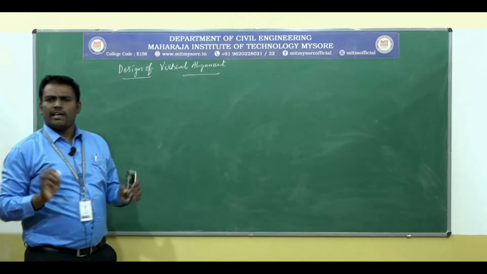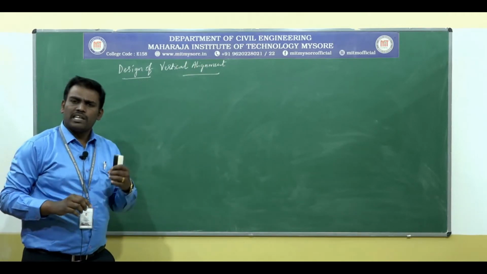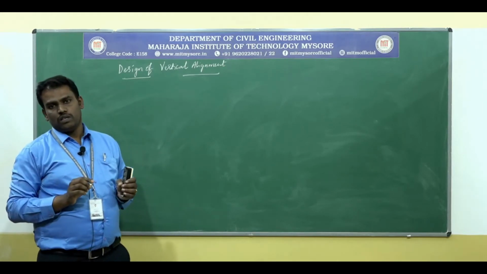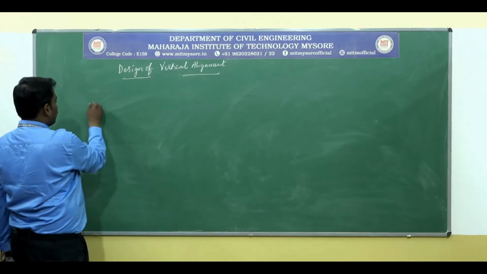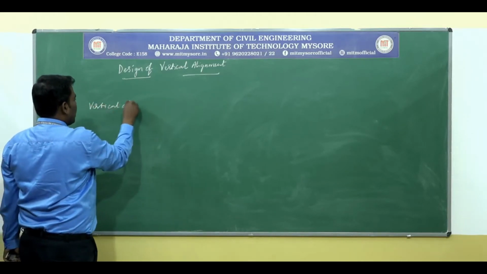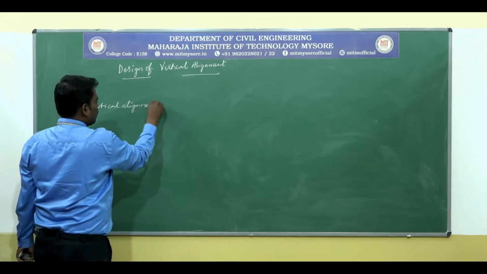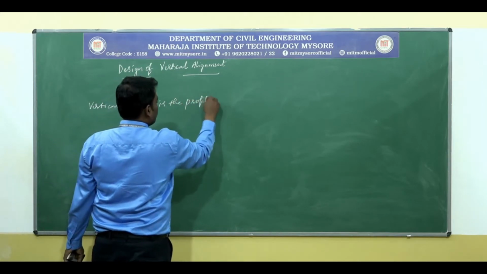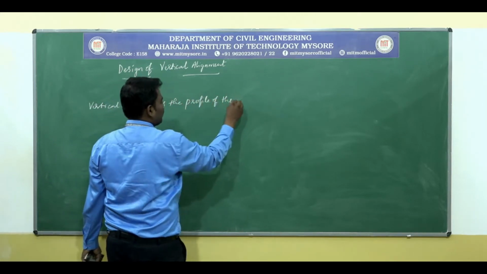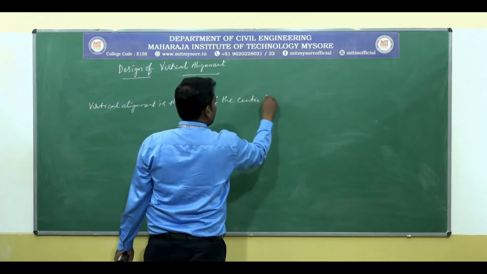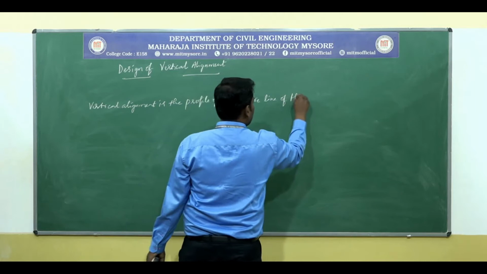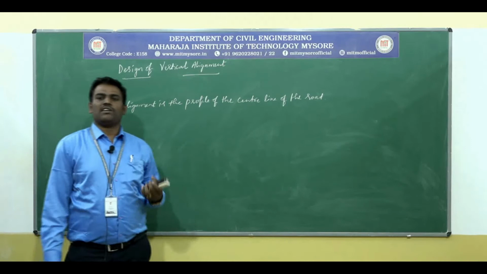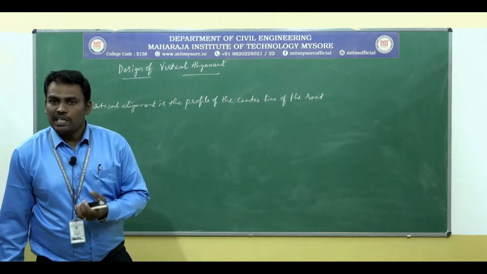What do you mean by vertical alignment? The vertical alignment is the elevation or profile of the center line of the road. Profile of the center line of the road, that is called vertical alignment. Or you can say the elevation of the center line of the road, that is called vertical alignment.